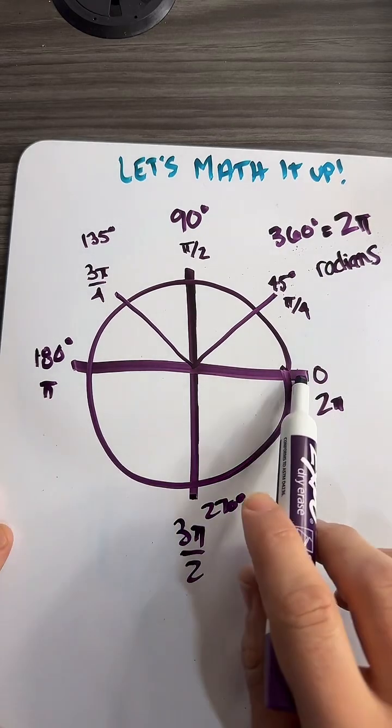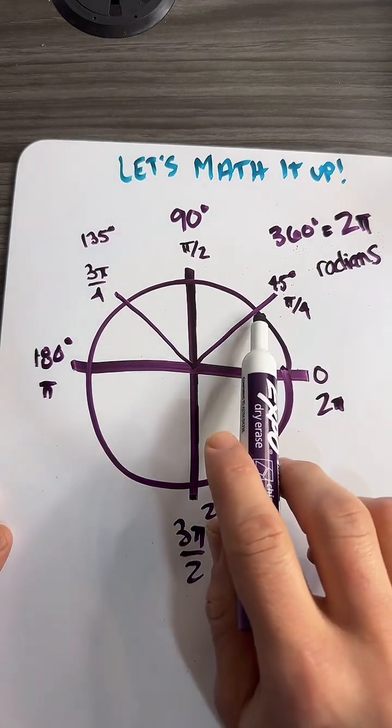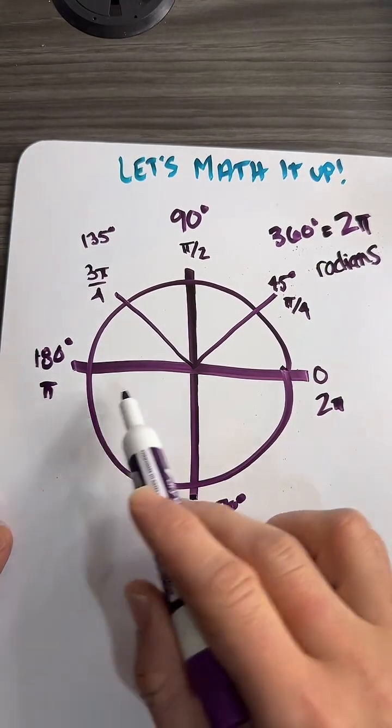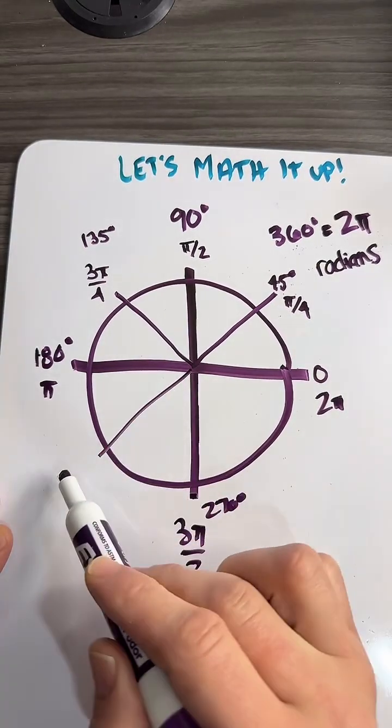180 degrees. So this is 1 pi, or 0 pi over 4, 1 pi over 4, 2 pi over 4, 3 pi over 4, 4 pi over 4. Get it? 4 pi over 4 is 1 pi. So this right here is 5 pi over 4.